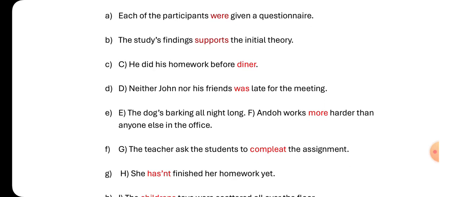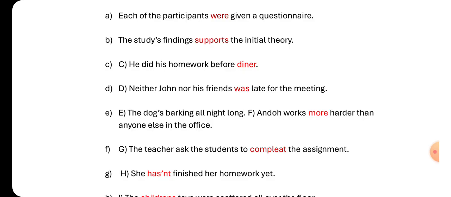Let's go to number 3. Number 3 says that he did his homework before dinner. This problem has to do with what? Spelling error. So the word dinner, this is not how we spell dinner. So they will test you on these things. The word is DINNER. So there's a problem here. So you rewrite it by correcting it.